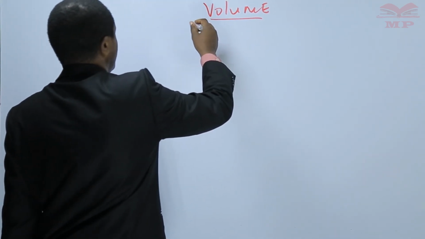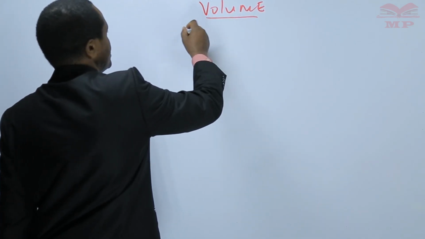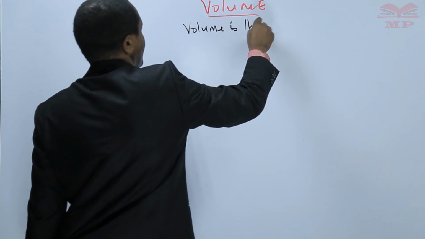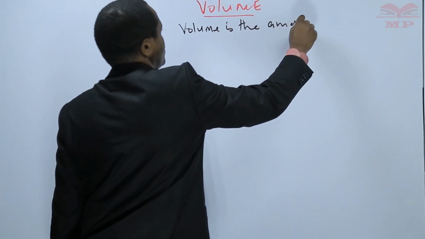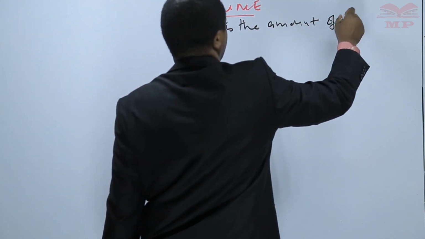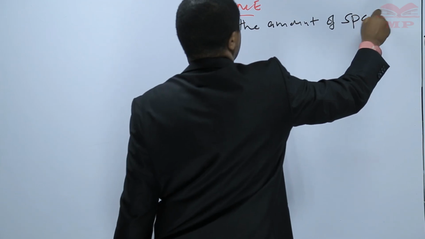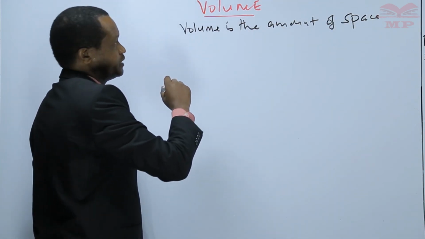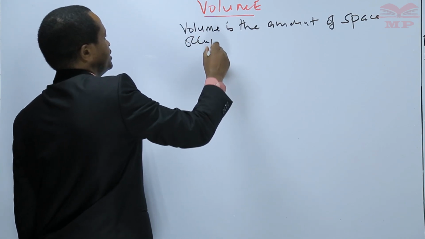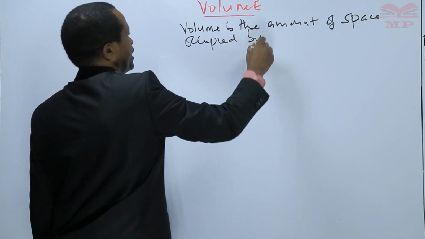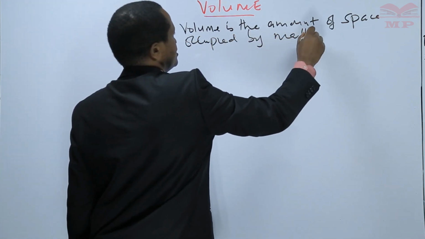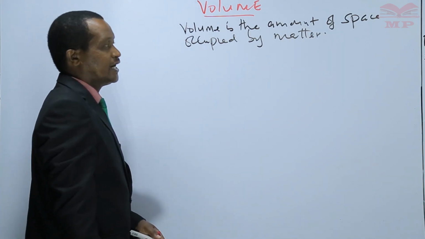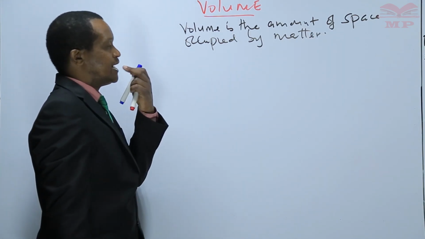We can define volume as the amount of space occupied by matter. Volume is the amount of space occupied by matter.